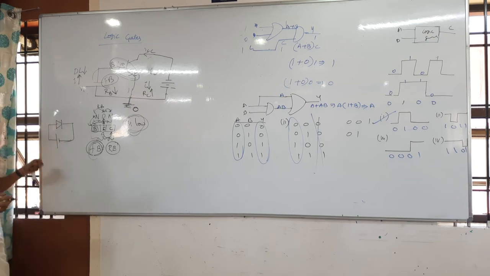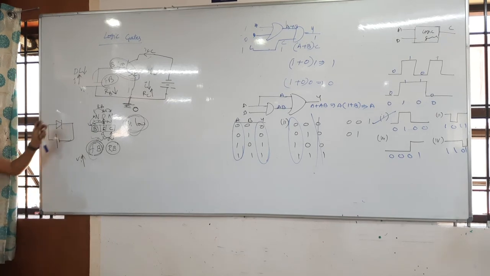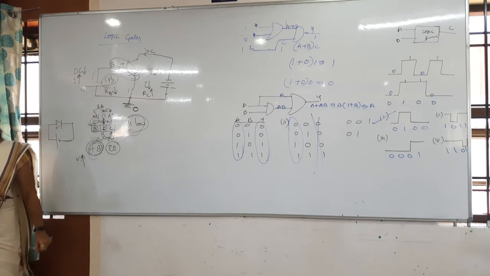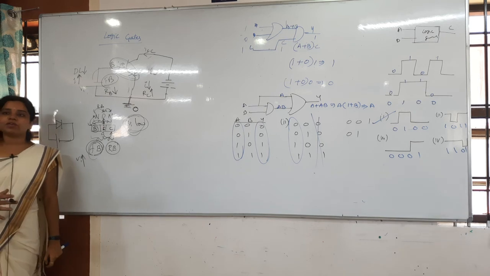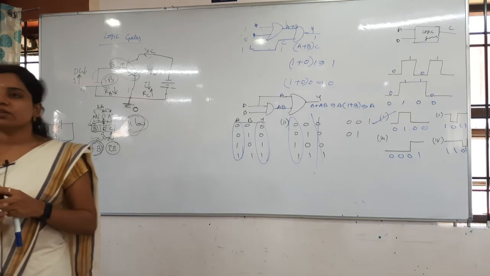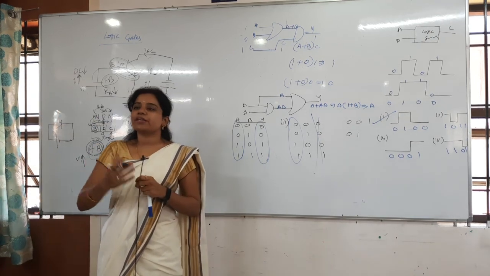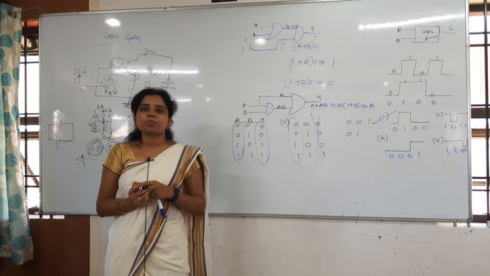Then whenever I take Vi higher, listen properly, Vi is higher. Which biasing? Of course, forward biasing. In forward biasing, I am giving more voltage. At that time what happens? What happens? I am crossing the barrier potential. At that time what happens?